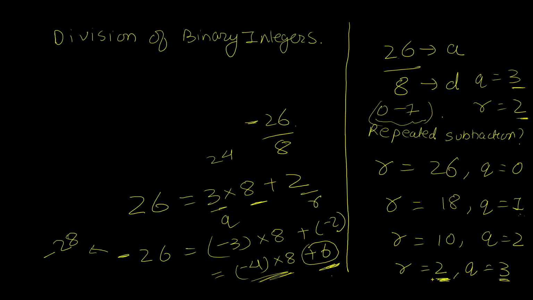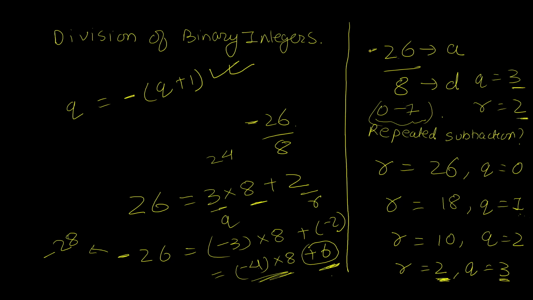So the pattern that we want to observe here is what happened to the quotient and the remainder. When I did 26 divided by 8, I got a quotient of 3 and a remainder of 2. But when I flipped the sign of 26, see what happened to the quotient. The quotient went from 3 to 4, but it changed its sign. So the new quotient in this case would be negative times the previous quotient plus 1. And this is something that we'll use in our algorithm later.